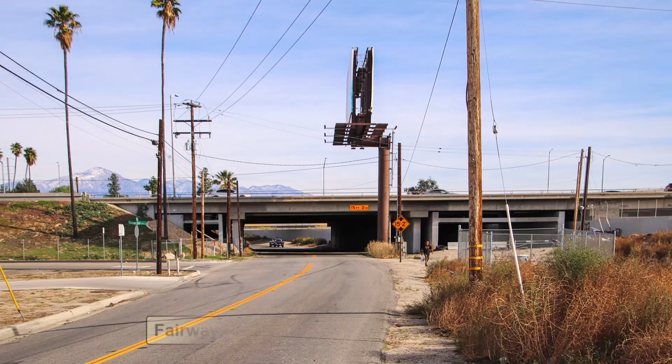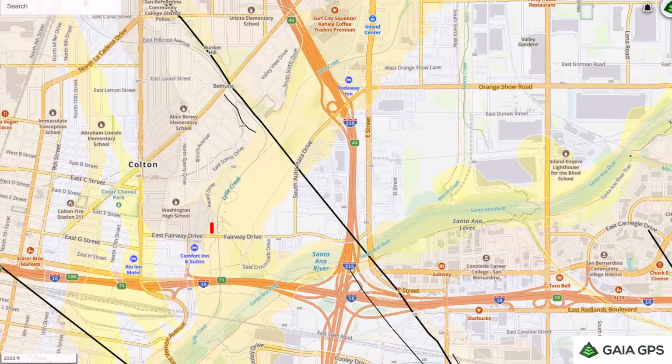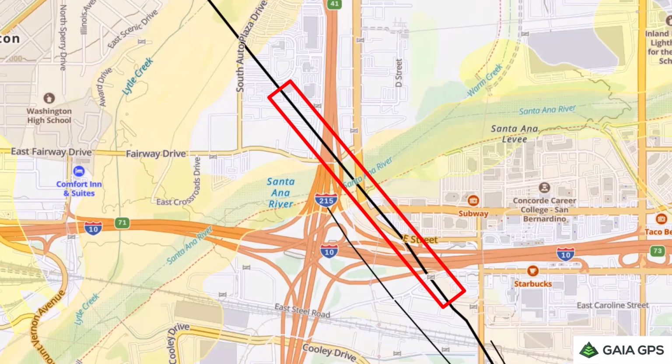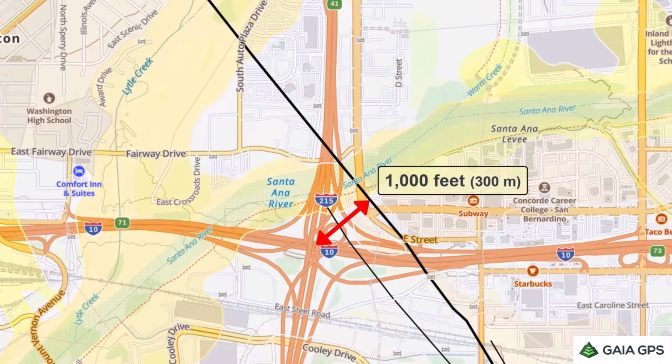This is the view of Fairway Drive going underneath the 215. The map shows the fault crossing the 215 at this point. Now we'll study the Interstate 10 and 215 freeway intersection. On the map, you can see the fault doesn't exactly go through the intersection, but it passes 1,000 feet or 300 meters to the northeast.